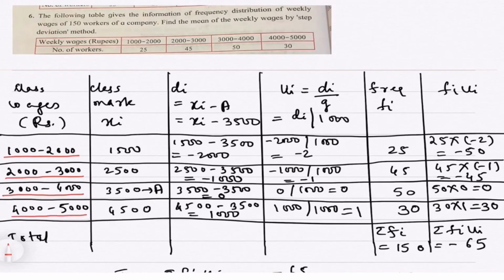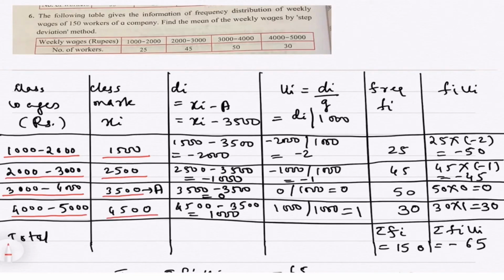Next column we make for class mark xi, which is lower limit plus upper limit by 2 for that class. So first xi value is 1000 plus 2000 by 2 is 1500. Next, 2000 plus 3000 by 2 is 2500. Third one, 3000 plus 4000 by 2 gives us 3500. Lastly, 4000 plus 5000 by 2 gives us 4500.